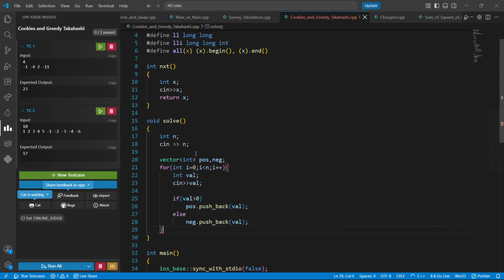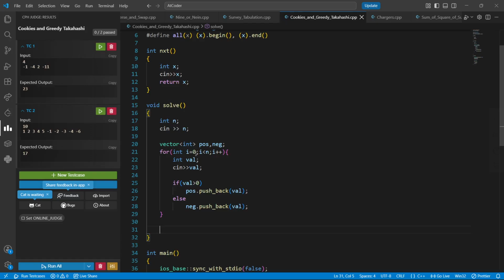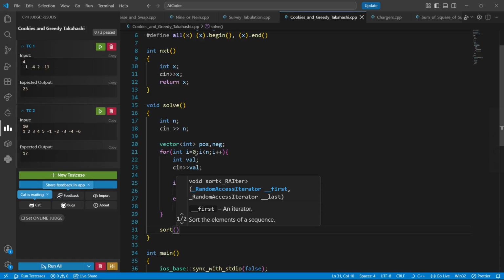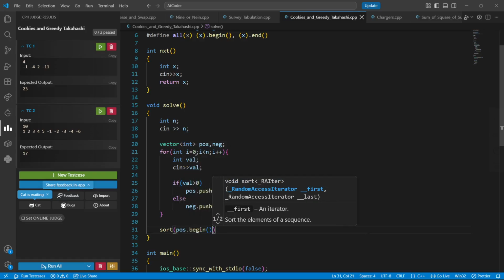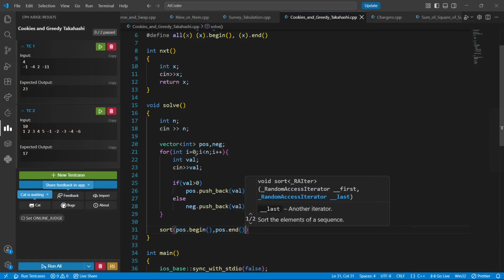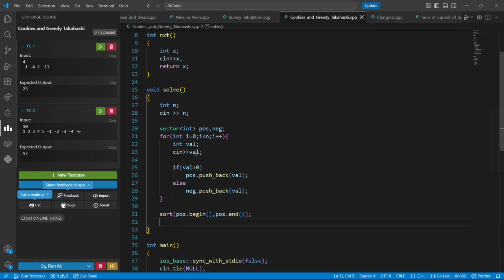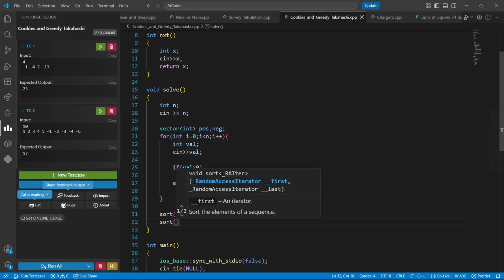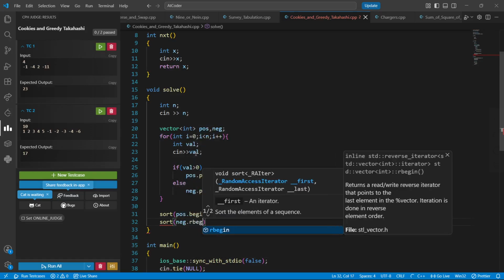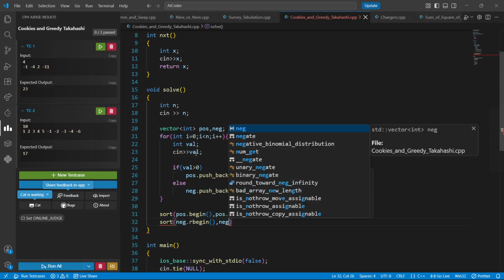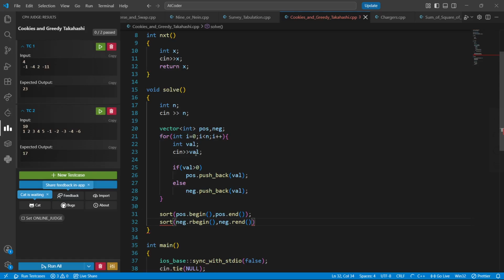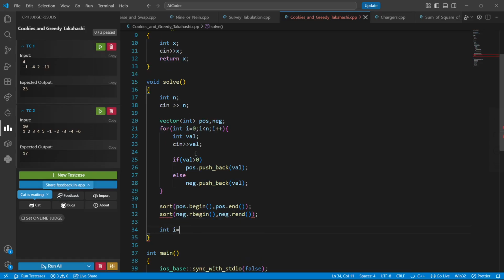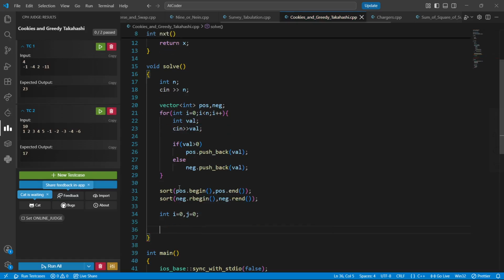After this we have to sort the positive in increasing order. So it will be positive dot begin, positive dot end, and as I said, negative will be sorted in decreasing order because magnitude matters. So rbegin, I'll do it in reverse way. Once you have sorted this, I'll take two pointers i and j, which are initially 0. i is basically pointing to positive and j is pointing to negative.